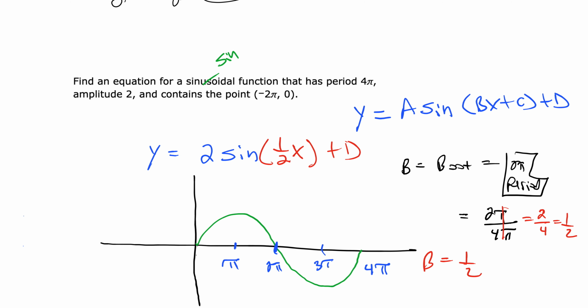And that's 3 pi. All right. And our amplitude is 2, right? So what's up here and what's down here? Yep, 2 and -2. So this is +2 and this is -2. And this is where we are before we do our vertical translation. Now, our graph is going to have to cross through -2 pi comma 0, right?